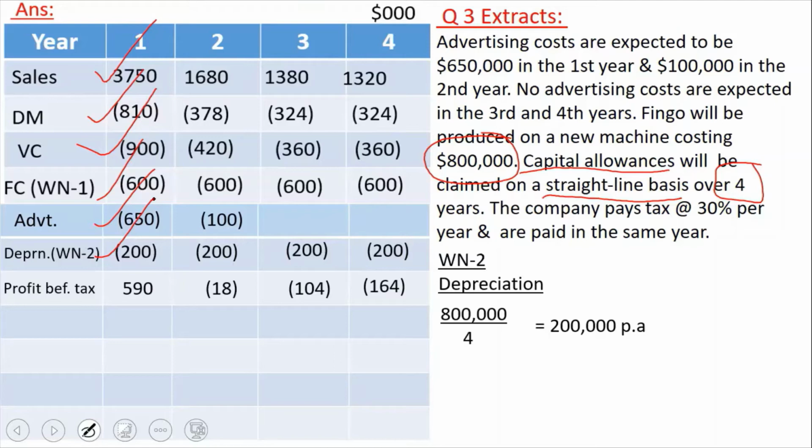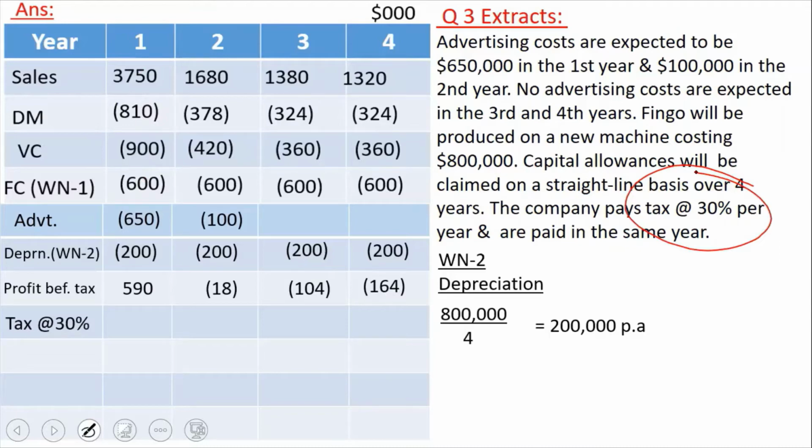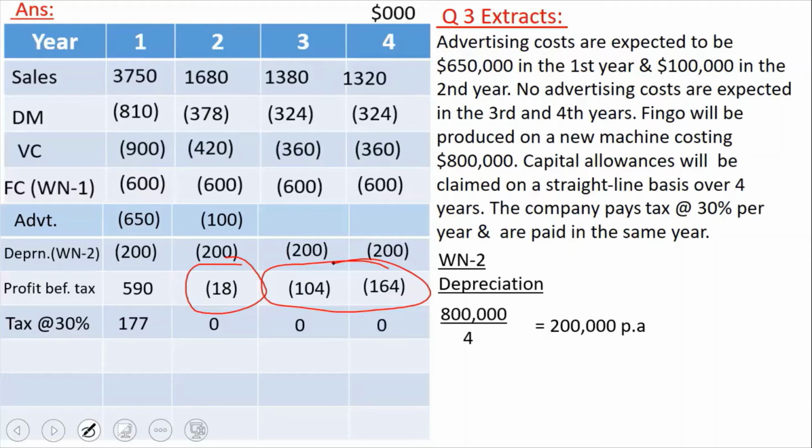Now we will calculate the tax. What is the tax rate? Tax rate is at the rate of 30%. So it's 590 into 30% for year 1. So 177. And since it's a loss, we don't need to pay tax for year 2. So the tax is 0. And for year 3 and 4 also we are having a loss. So we don't need to pay tax for year 3 and 4 too. So we are having a tax amount of 0.